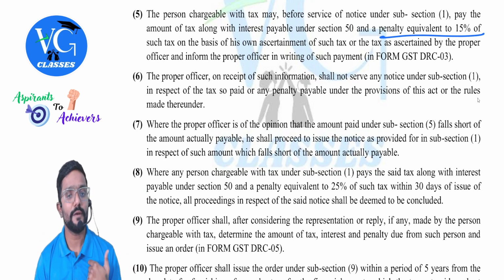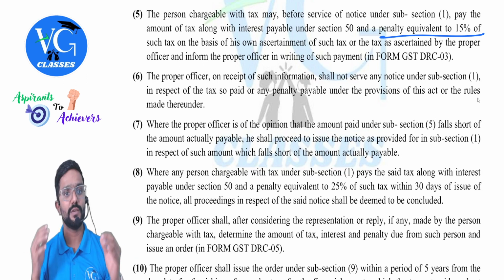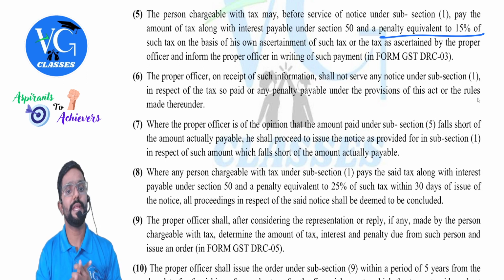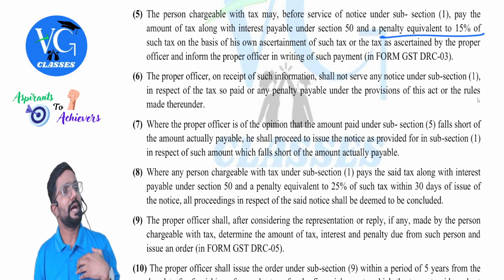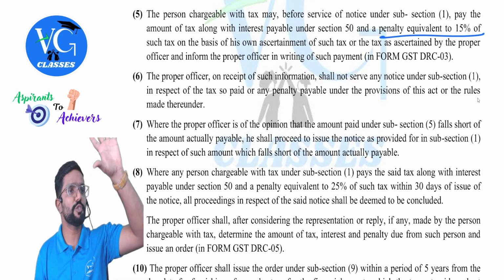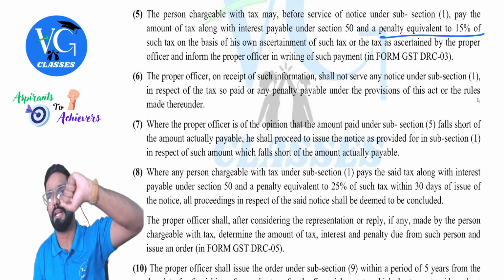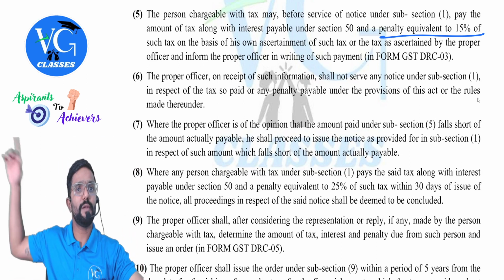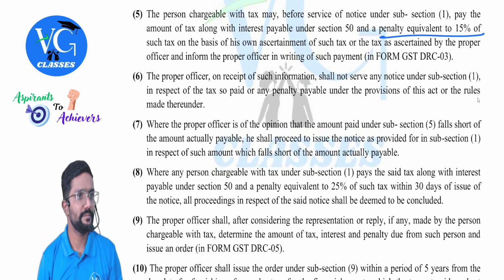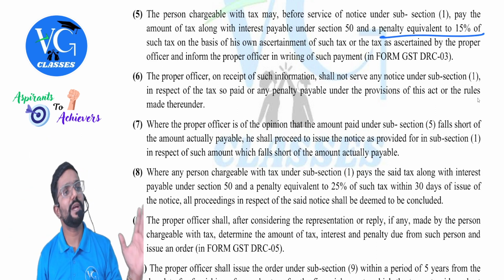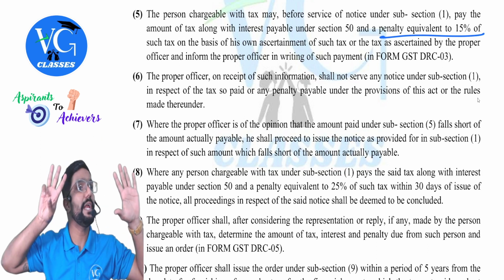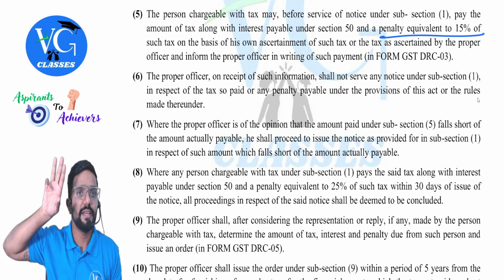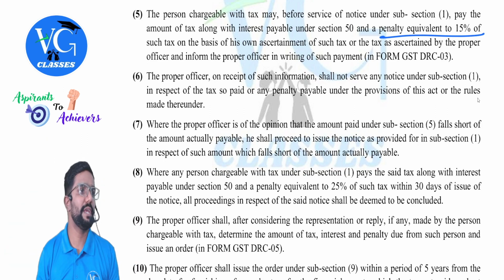Okay. The proper officer on receipt of such information shall not serve any notice under subsection 1 in respect of the tax so paid or any penalty payable under the provisions of this act or the rules made thereunder. Means, assume as per my calculation, I was supposed to pay 5 lakh, I have paid it along with interest and penalty. And if that is the final figure, will proper officer go ahead to issue notice? No, he will not. But assume I have paid 5 lakh along with interest and penalty, but as per proper officer calculation, it is 8 lakh. For remaining 3 lakh, can he go ahead to issue notice? Yes, he can go ahead.